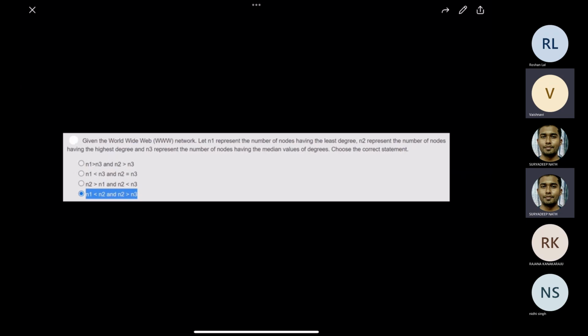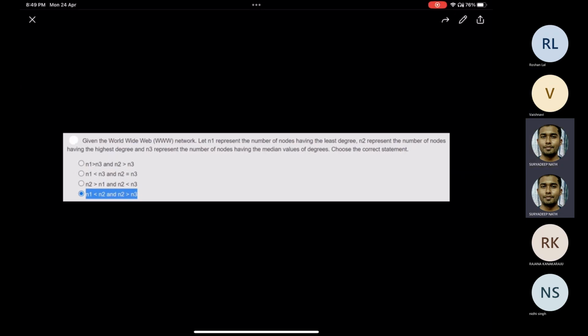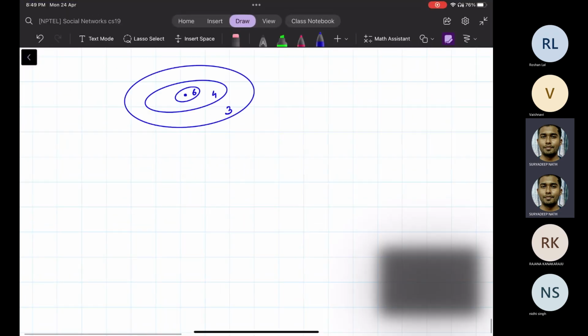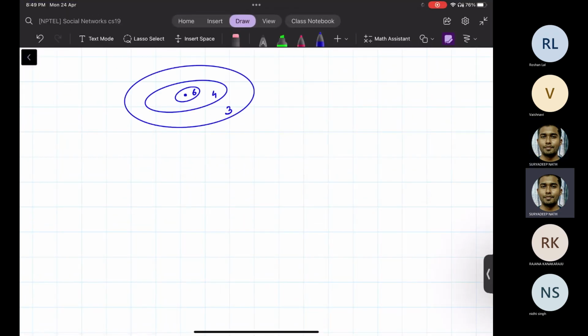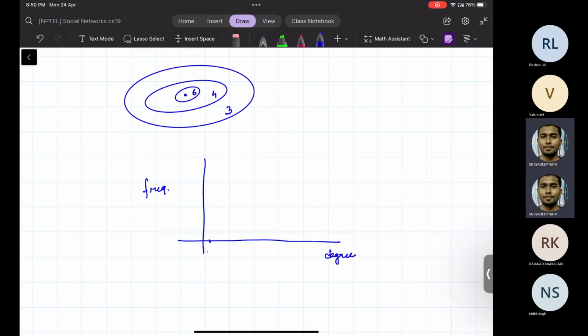N1 equal to N2. Can we say that? No, it won't. It is like this tail thing. So it would be something like this: this is degree distribution and frequency. N1, the least degree, is somewhere here, and this is the node with the least degree. Let us call this A, and this is N1. So the graph looks something like this.